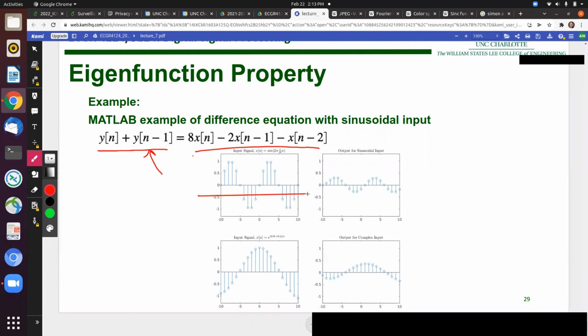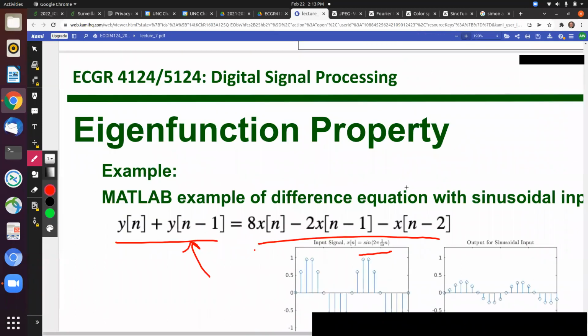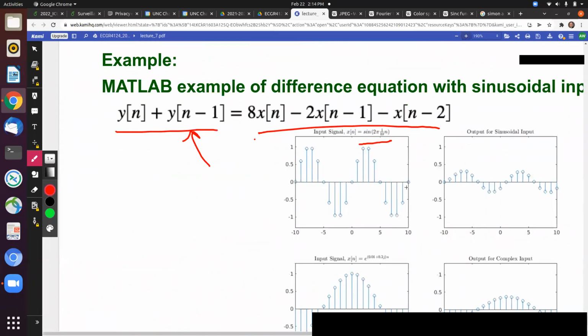And so what's going on here? Well, we have an input signal, and if we look at it very carefully, we find that the input signal is 2 pi 1 over 10 to the n. And that's the input to this system.